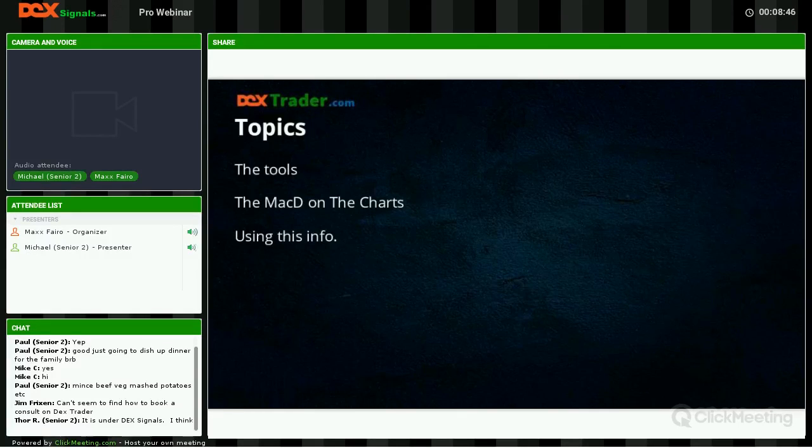Now, not all MACDs are alike. As you guys know, we have the Dex MACD, which has an additive to it, and I'll explain what some of that is here today as well. And then, of course, once I explain what all the charts are, I'll show how to use this info to the best of your ability on the signal that you're using.